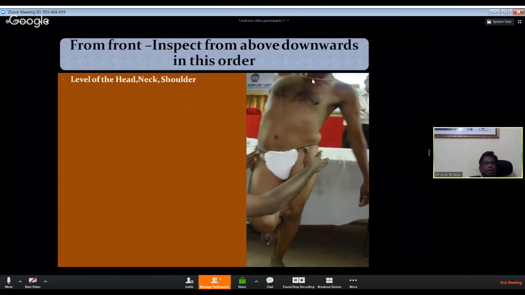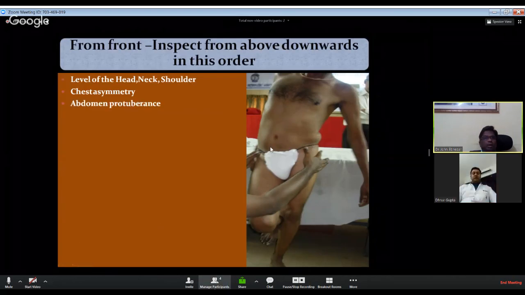The level of the head, neck, and shoulder is the first thing we should look at. Second, chest asymmetry: is the chest symmetrical or asymmetrical? What has happened to the abdomen? Is it protruded or normal? What is the level of the pelvis?